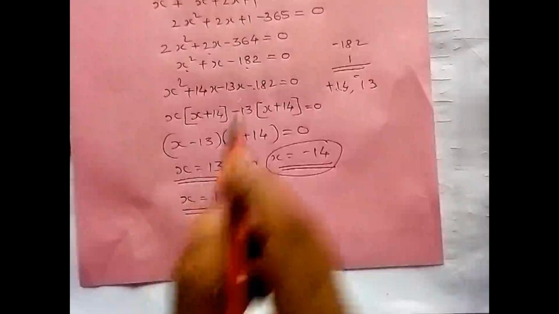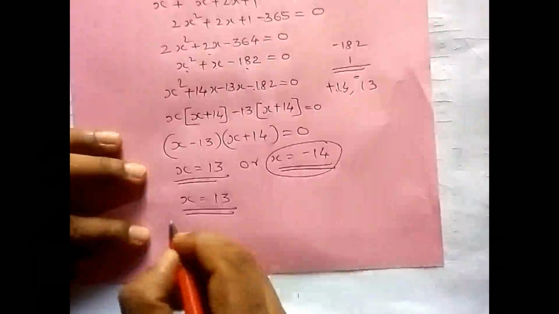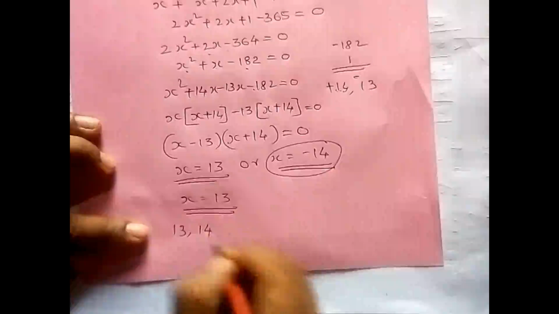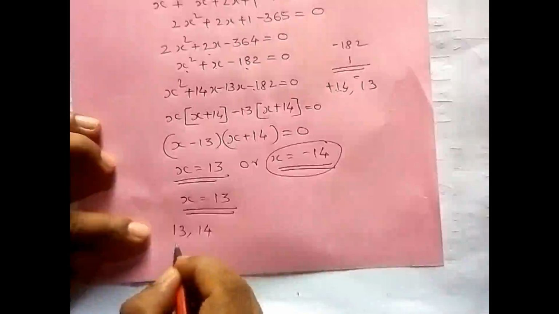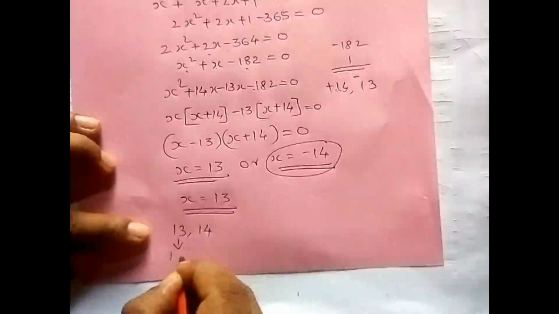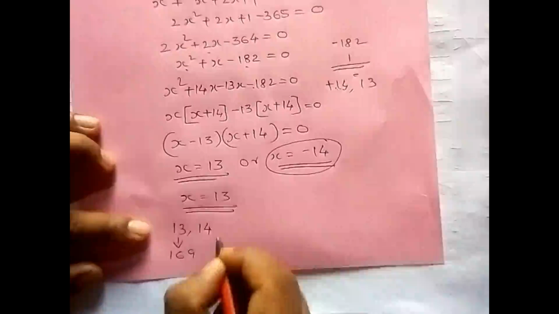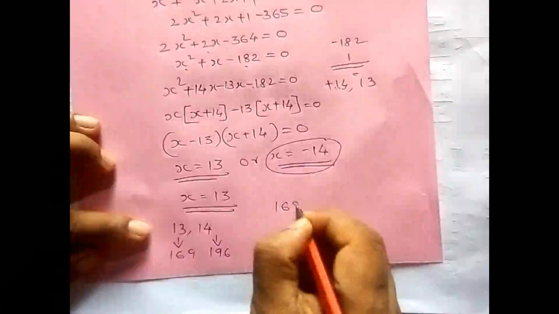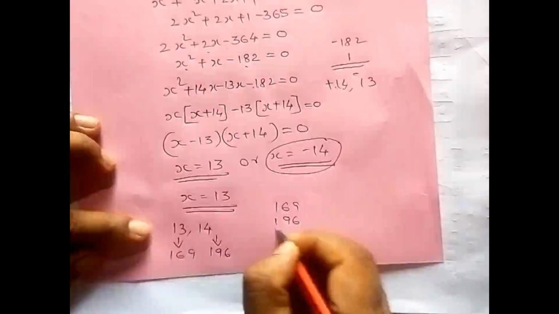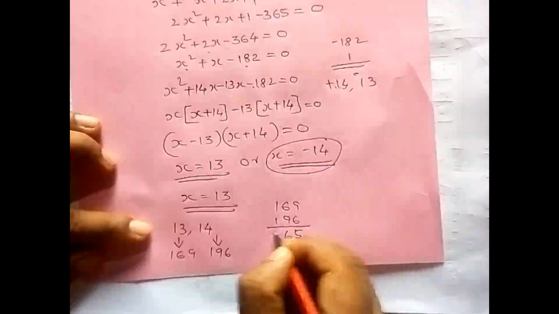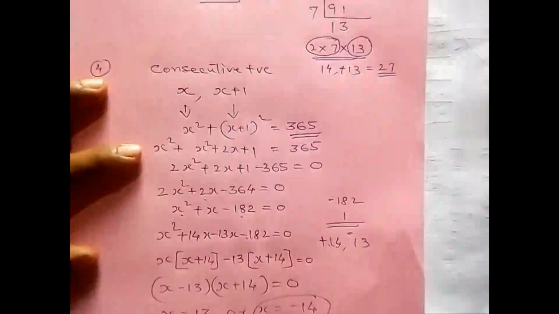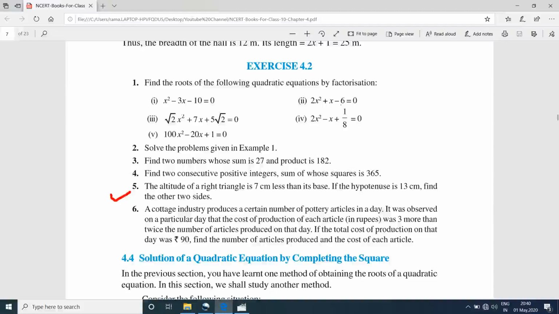Now let us verify this question. So the consecutive numbers are 13 and 13 plus 1, that is 14. Sum of squares we will take. Here the sum is equal to 13 square, which is 169, and 14 square, which is 196. 169 and 196 we add together, we are getting 365. Okay, so our answer is correct, verified. Okay, now we are moving to the fifth question.